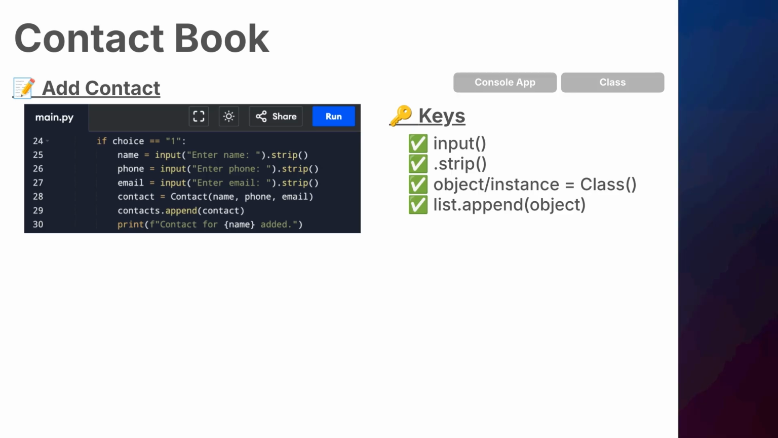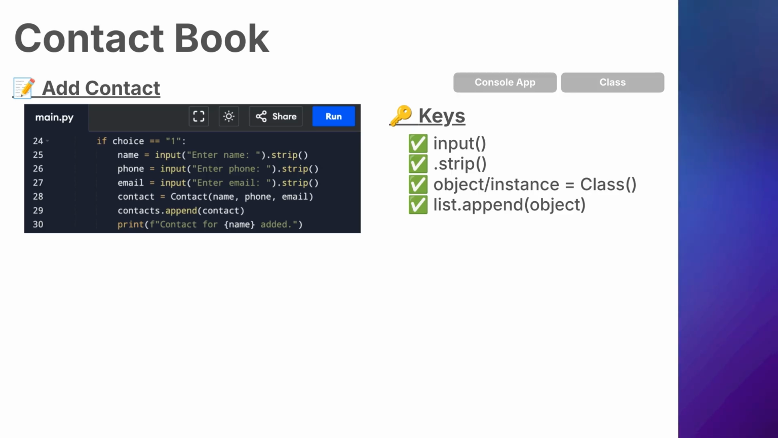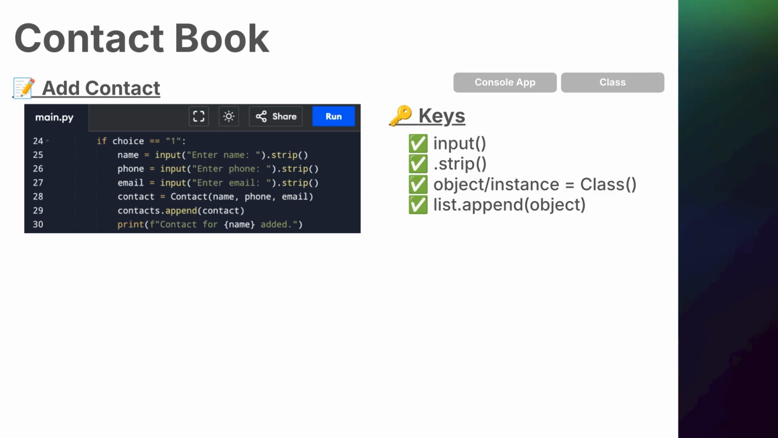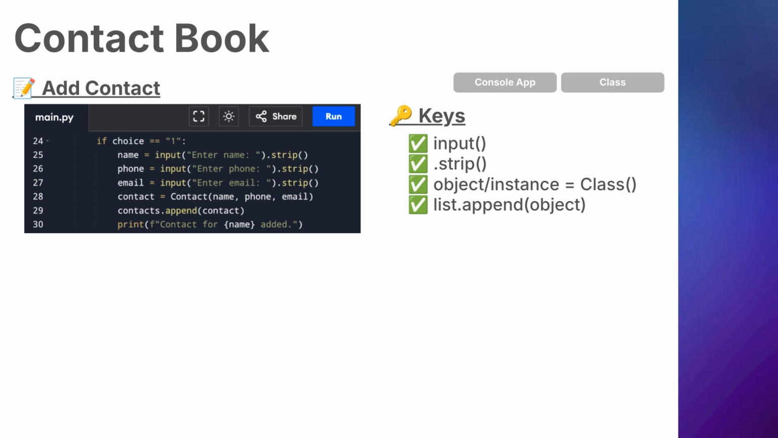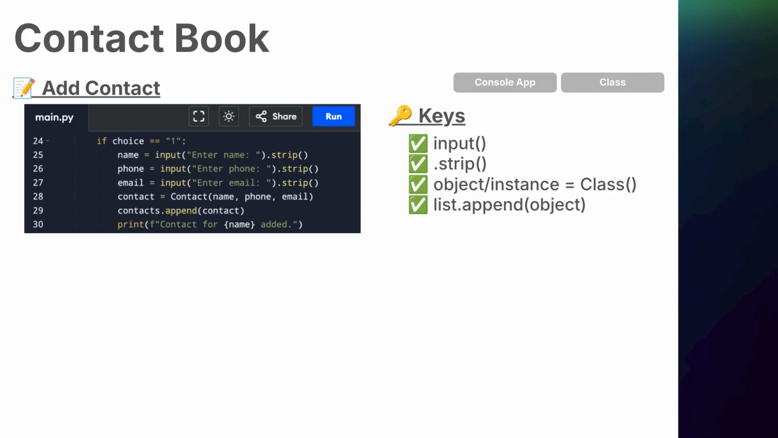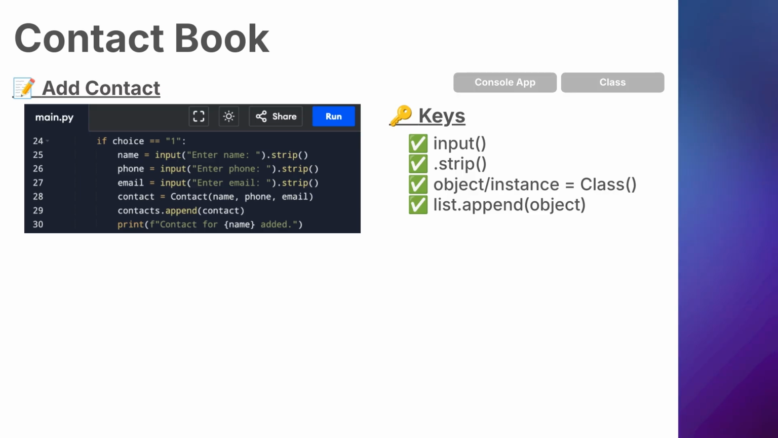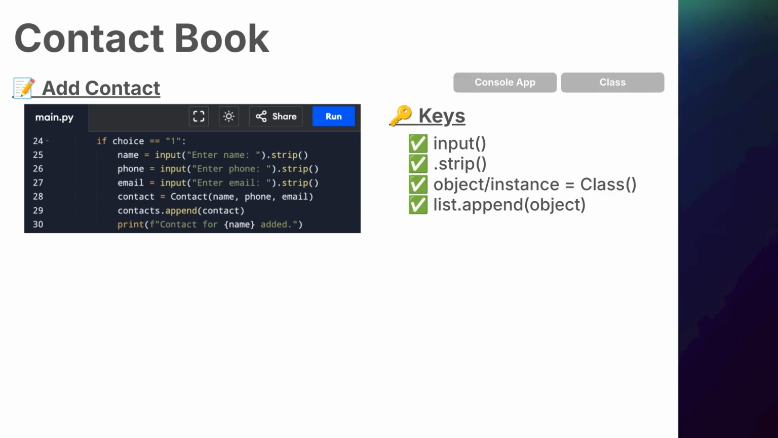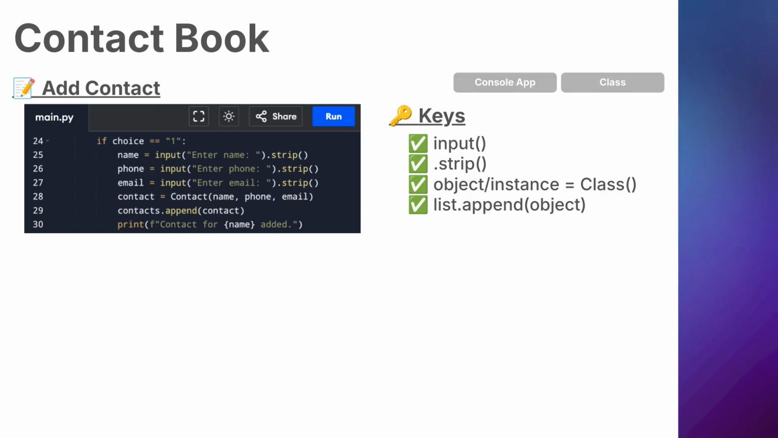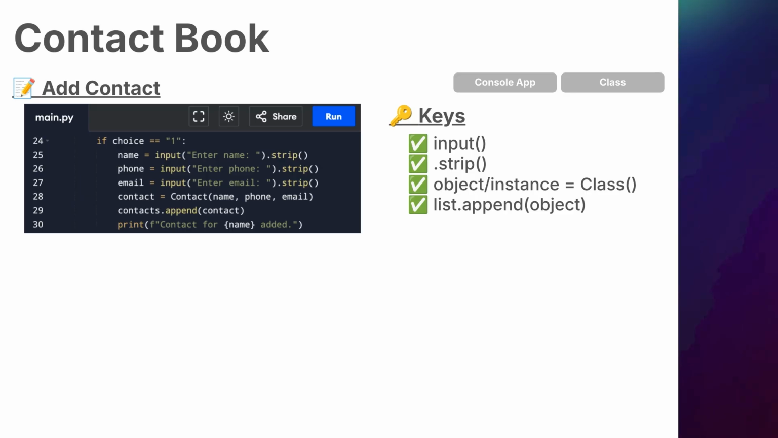Next, let's work on option 1, add contact. This is where we actually collect the details for a new contact from the user and create a contact object. It's a key moment because we're moving from just having a class blueprint to actually building real objects and saving them in a list. The first 3 lines each use input to ask the user for a piece of information: name, phone, and email. After every input, we call .strip, which removes any accidental spaces the user might type at the start or end. This small step makes the program more reliable and prevents issues with matching names later.